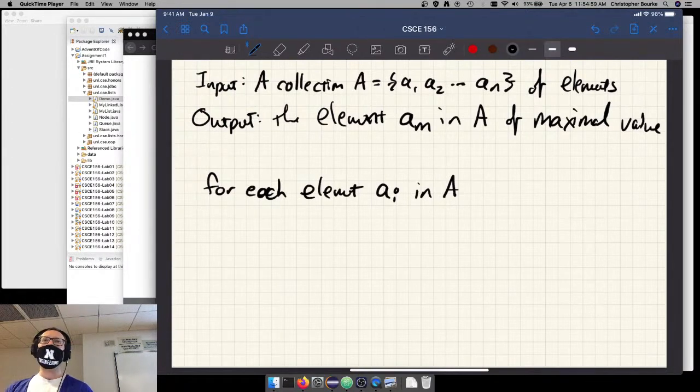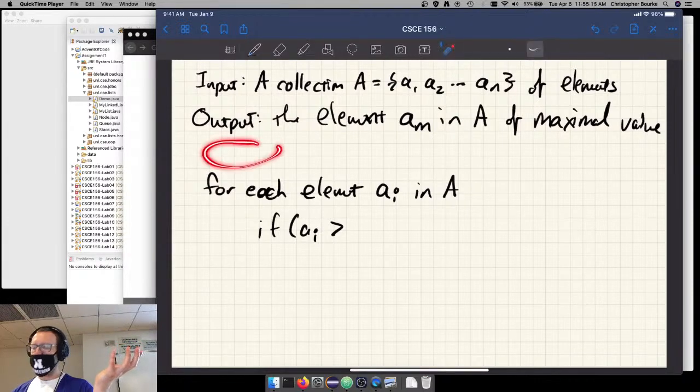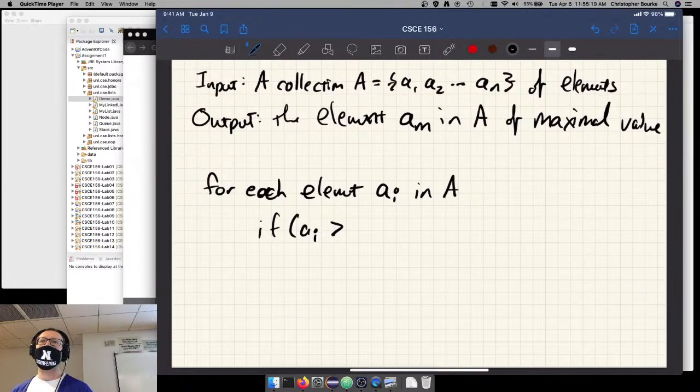So for each element in A, what do I need to do? Here's A sub i. Is it larger than the one I've found so far? If A sub i is larger than the one I've found so far, I need a name, right? That's why I left myself some room up here. I need to start somewhere. Where should I start? The first one. And that'll be my maximum. M stands for maximum.